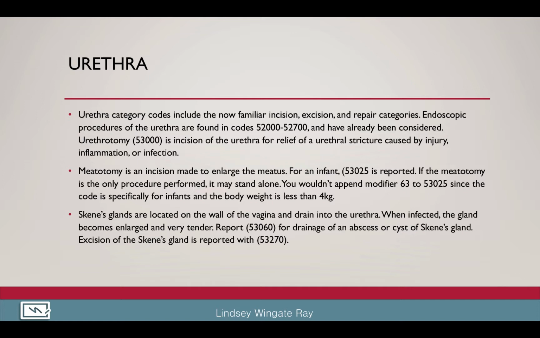Urethrotomy 53000 is the incision of the urethra for relief of a urethral stricture caused by injury, inflammation, or infection. Meatotomy is an incision made to enlarge the meatus. For an infant, 53025 is reported. If the meatotomy is the only procedure performed, it may stand alone. You wouldn't append modifier 63 to code 53025 since the code is specifically for infants with a body weight less than 4 kilograms.